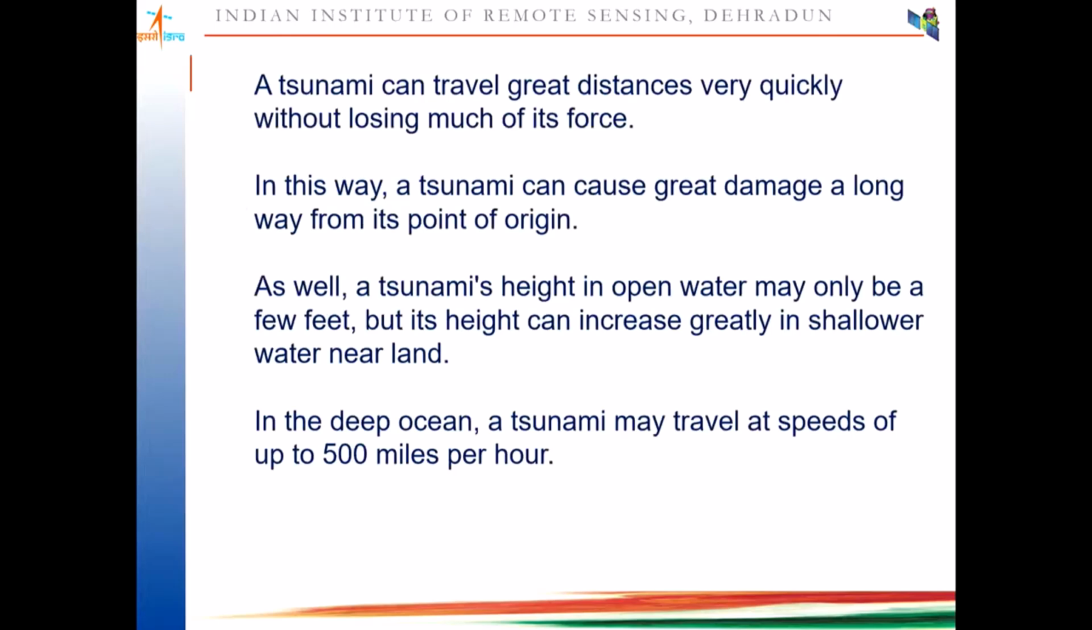A tsunami can travel great distances very quickly without losing much of its force. So thousands of kilometers it can travel without notice. If you are on a ship, you will not feel that the tsunami wave has passed underneath you, and it will travel, and only its impact will be visible on the coast away from the origin. In this way, tsunami can cause great damage a long way from its point of origin. So the point of origin will be somewhere and the damage will be somewhere.